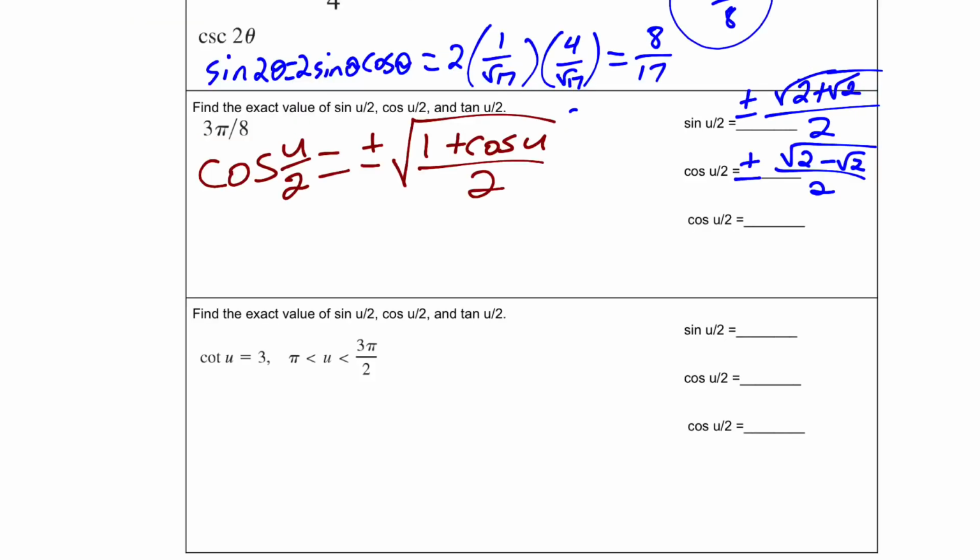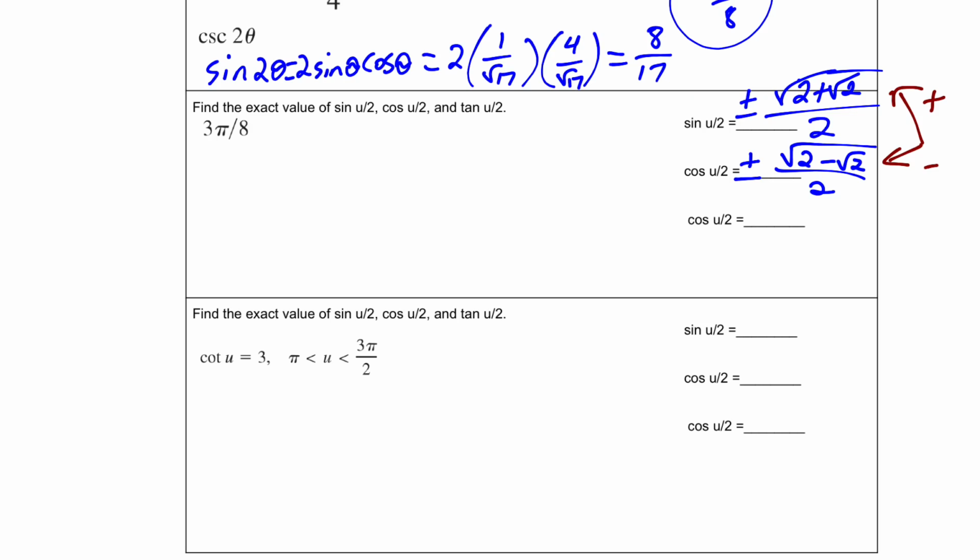To find the cosine, I'm going to plug in like this. So right there, I will plug in negative root 2 over 2. And if I simplify a little bit, here's my answer for cosine. So notice the only difference between these two is the top one has a plus and the bottom one has a minus. That's just a slightly different version of the formula. The sine formula is 1 minus cosine of u, and the cosine formula is 1 plus cosine of u. But everything else is the same.